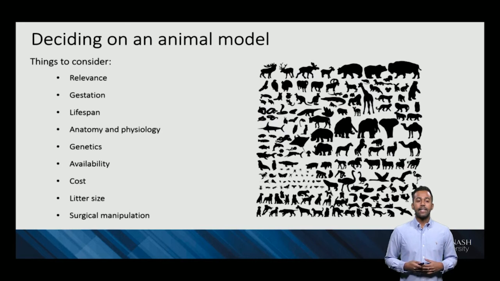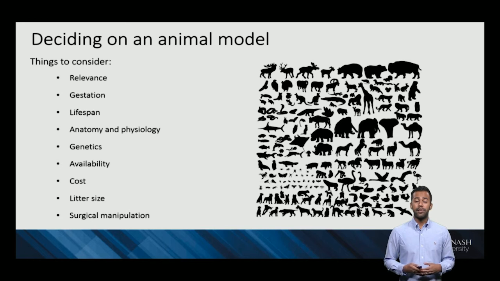The other thing is when we're deciding on an animal model, we need to think about the relevance of the animal model to a human if we're interested in a human pathology. We also need to think about gestation. So what's the gestational length? Mice gestate for about 19 days, humans about 9 months. Are these similarities comparable? And it depends on what we're studying. So if we're interested in pregnancy, gestation might be quite an important thing to consider.